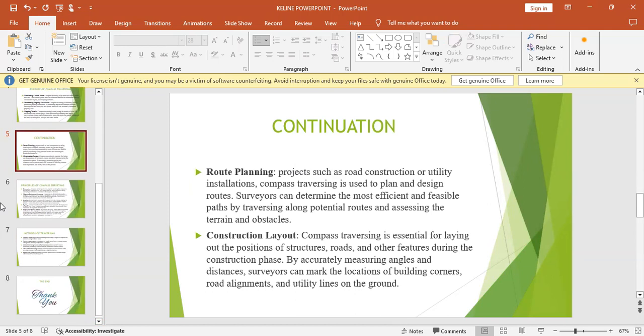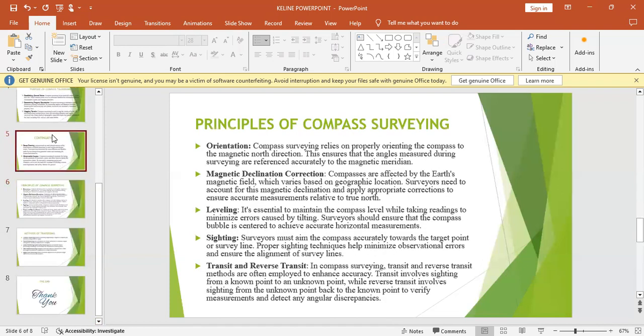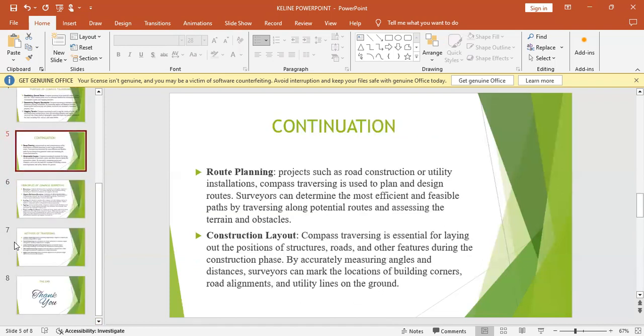The fifth point is construction layout. Compass traversing is essential for laying out the positions of structures, roads, and features during the construction phase. By accurately measuring angles and distances, surveyors can mark the locations of buildings, corners, road alignments, and utility lines on the ground.